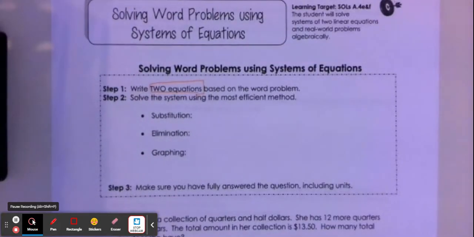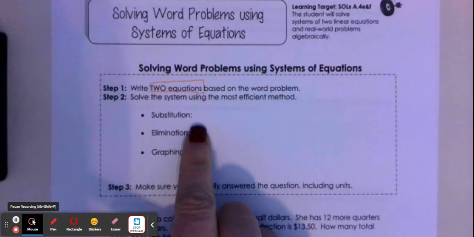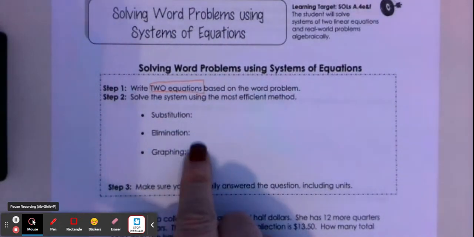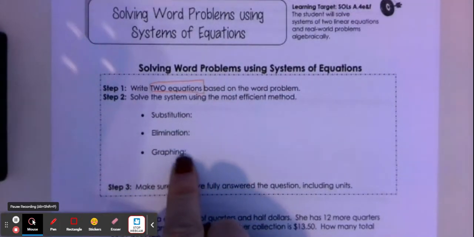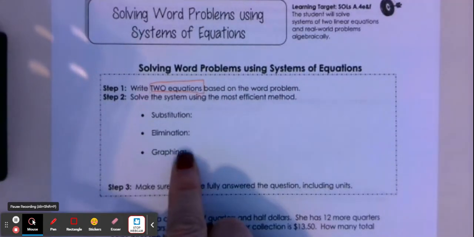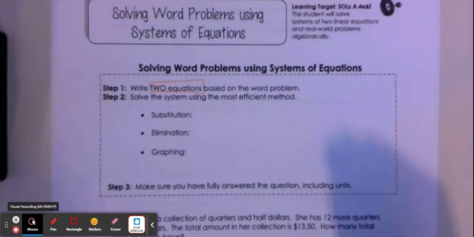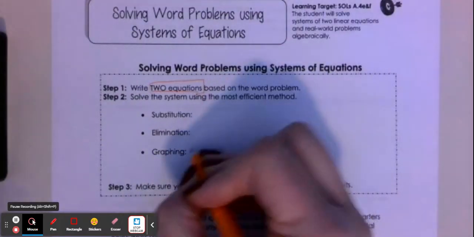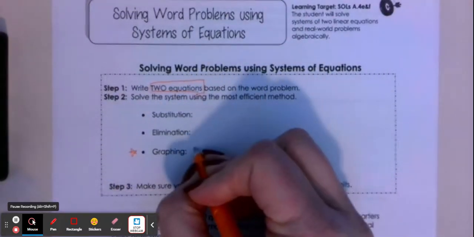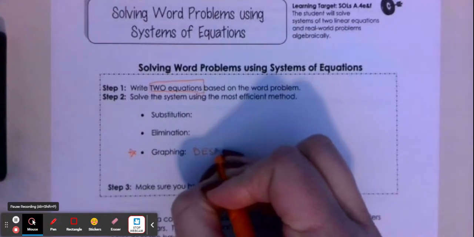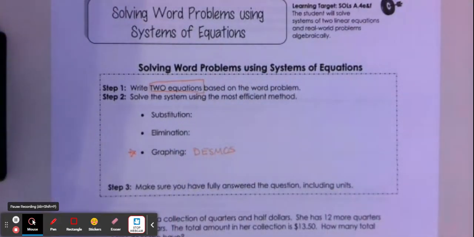You're then going to solve the system using the most efficient method. Of course, we've learned how to use substitution, elimination. We know that graphing is a nice way to pinpoint where those two lines intersect. And we're going to use this method, but specifically with this particular mini unit, with our word problems, we're going to use Desmos to find that solution.